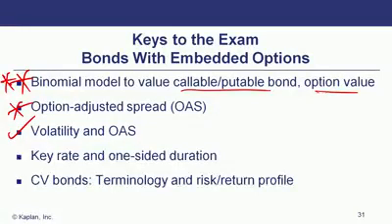Remember, high volatility gives you low OAS. So if you're trying to sell bonds, convince your analyst to use low volatility. That'll give you a high calculated OAS. Then key rate and one-sided durations, I think there are some good intuition nuggets there. And then a little bit about these CV bonds at the end.